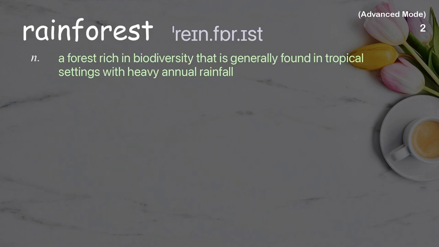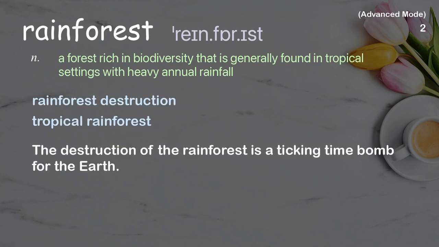Rainforest. A forest rich in biodiversity that is generally found in tropical settings with heavy annual rainfall. Examples. Rainforest destruction. Tropical rainforest. The destruction of the rainforest is a ticking time bomb for the earth.